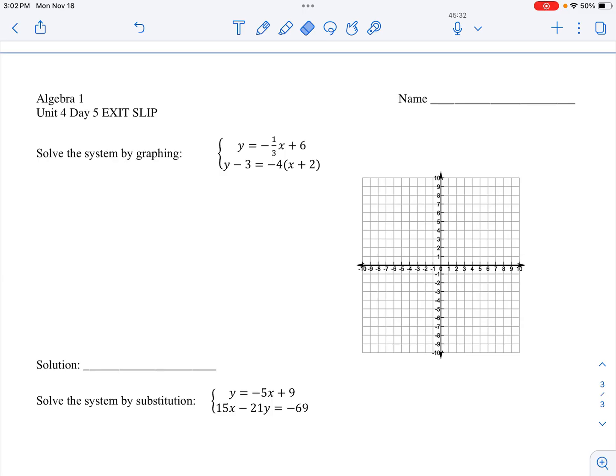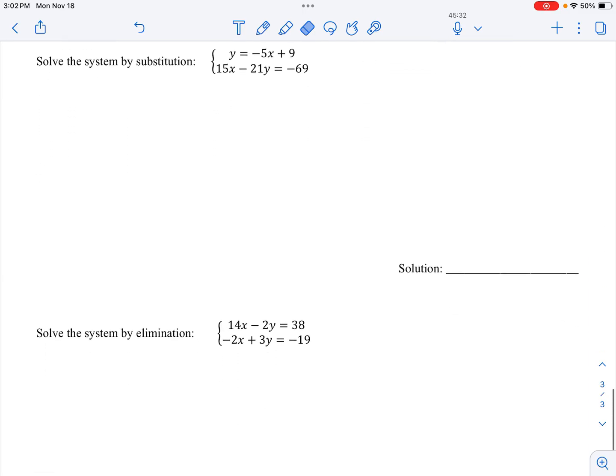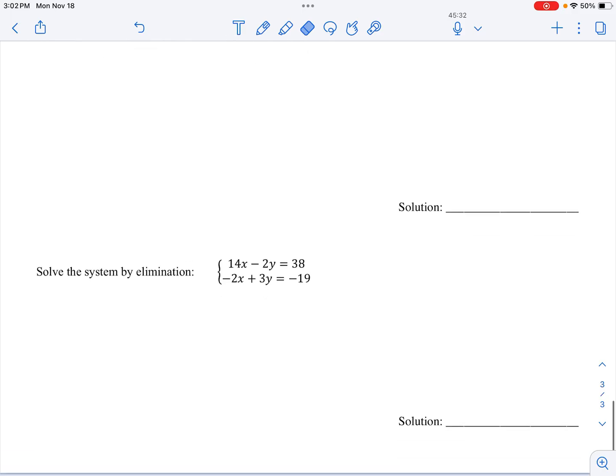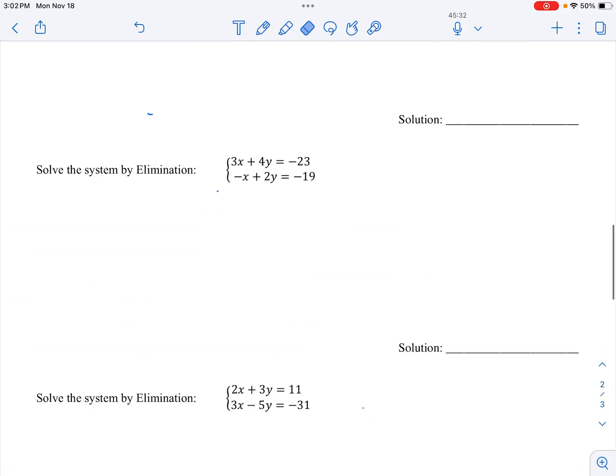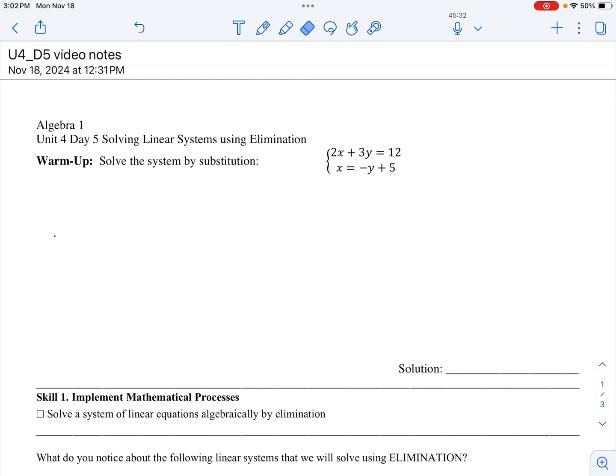The exit slip will have one review problem of graphing, which we've already done, one review problem of substitution, and then what we did today, which is elimination. Okay, so that is my expectation today. Your warm-up is solving the system by substitution. My hope is that you will turn off or pause the video and try it on your own and then check your answer. If you do not get the same answer as me, my advice would be then to watch the video of how I solved it.